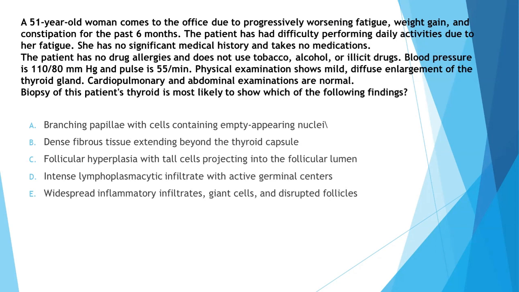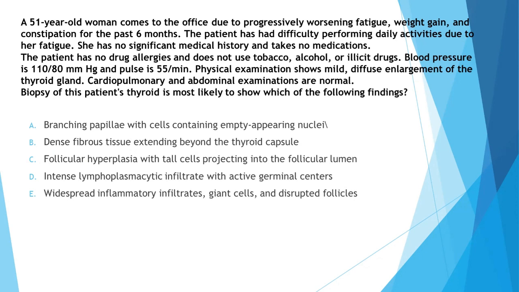So here we can see that we have a 51-year-old woman who has decreased metabolic responses, who has fatigue, weight gain, and constipation. We can also see that the patient has decreased blood pressure and bradycardia. So most commonly, maybe this patient is suffering from Hashimoto's thyroiditis because the patient is also having a mild diffuse enlargement of the thyroid gland. So what are the options we have?